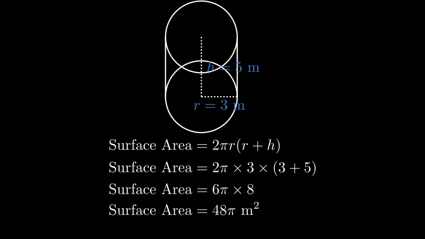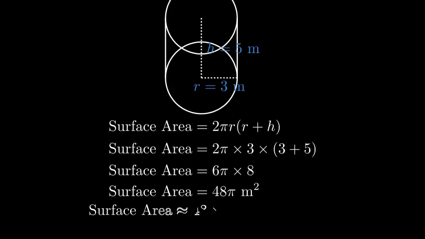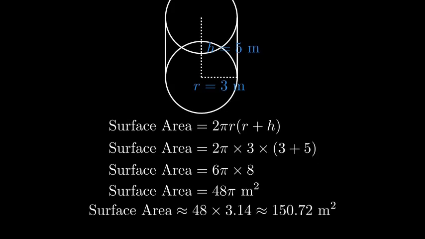Substituting our values, r equals 3 meters and h equals 5 meters, we get surface area equals 2 pi times 3 times (3 plus 5). Surface area equals 6 pi times 8. Surface area equals 48 pi square meters. Using 3.14 as an approximation for pi, the surface area is approximately 150.72 square meters.